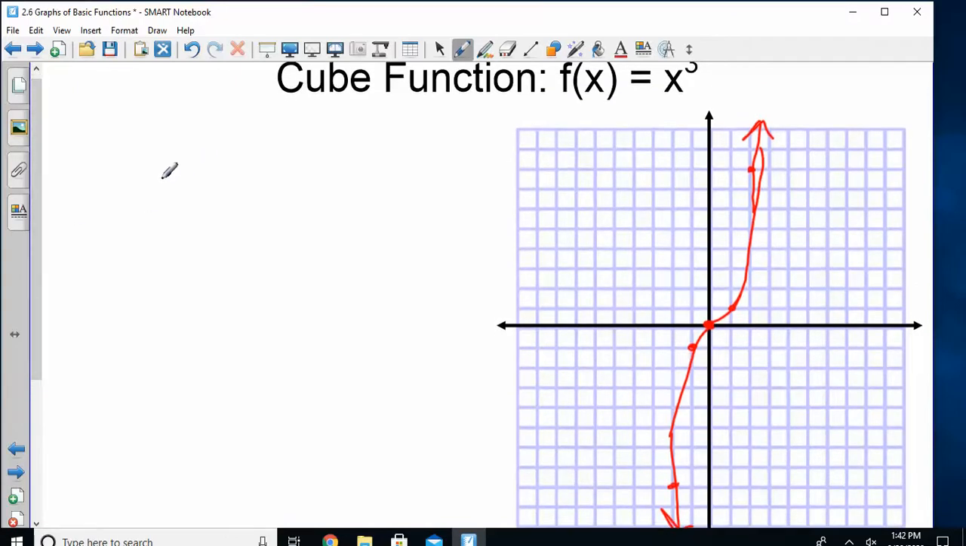What's the domain of that one? Negative infinity to positive infinity. The range? Is that one increasing, decreasing, or constant? Increasing the entire time. It kind of flattens out a little bit in the middle, but it never stops rising. So that one's increasing from negative infinity to positive infinity.